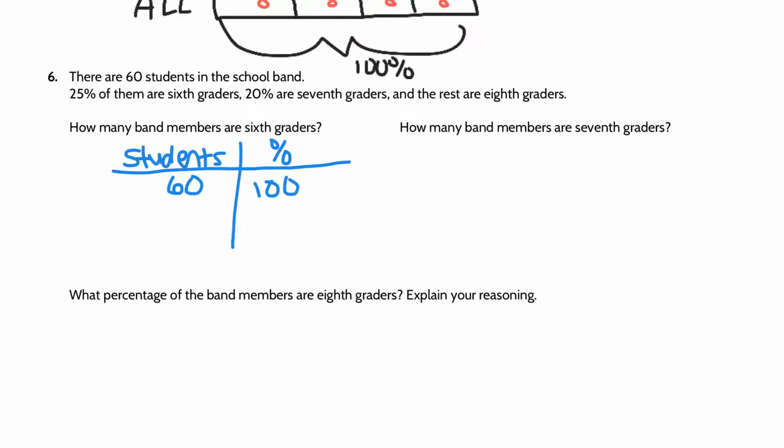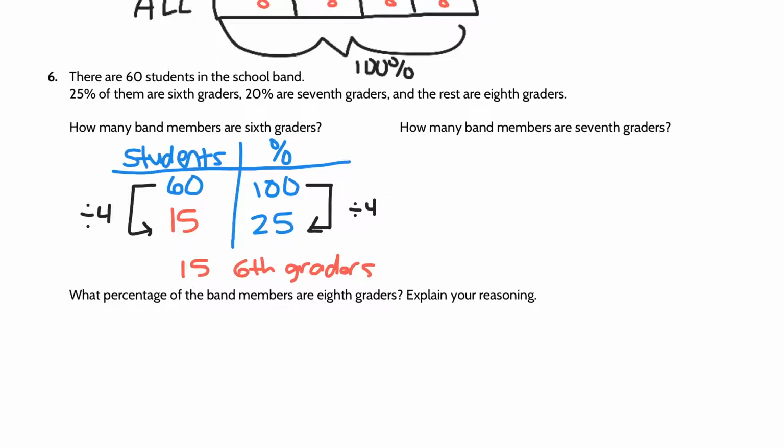100% represents the 60. 25% of them are 6th graders. And so, if we look at 100 to 25, we can divide by 4. So if I take 60 and divide by 4, 60 divided by 4 is 15. So there are 15 6th graders.